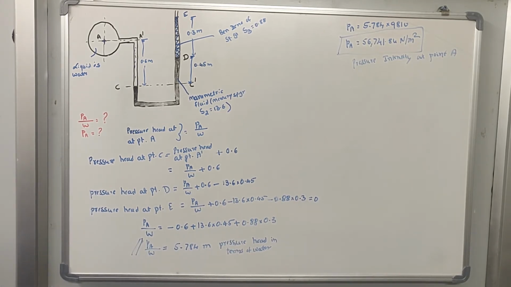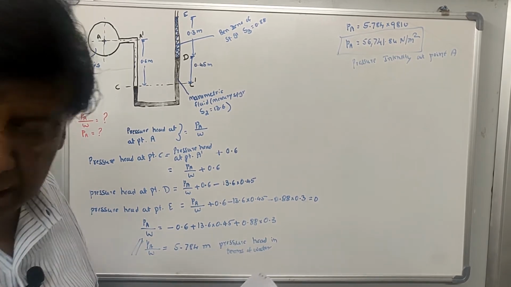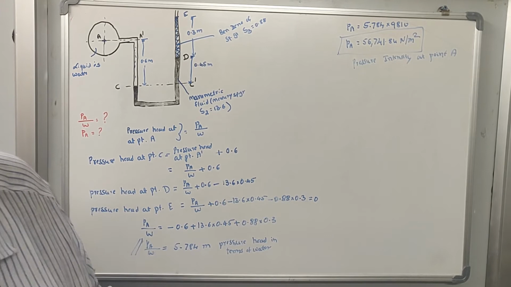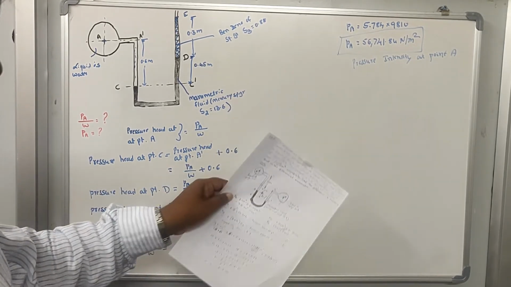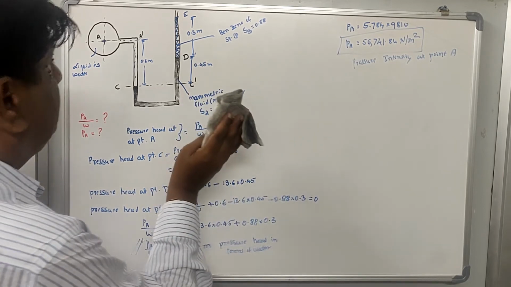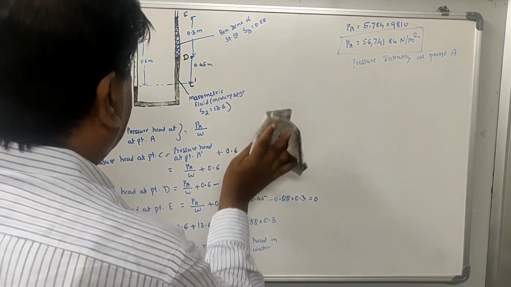Okay, next we will take another different type of problem. So okay, students, I will remove this. We will consider the next numerical problem. See, the next numerical problem I will read first, then I will draw the sketch. The problem is like this.